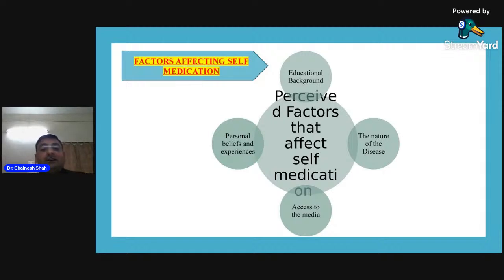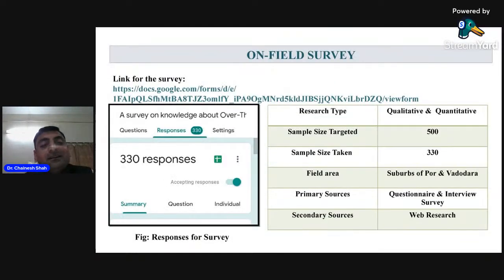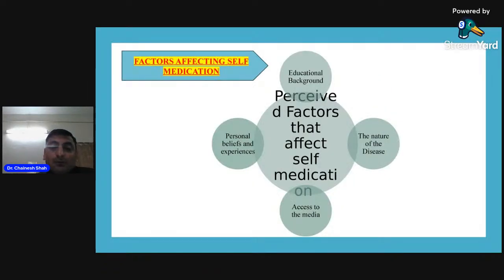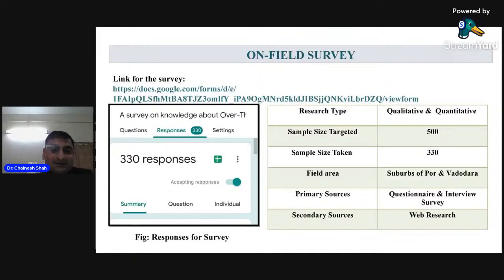Now, the perceived factors that affect self medication. First, educational background. Second, nature of disease. Third, access to media, and another, personal belief and experiences. We have discussed all this in the previous slide.